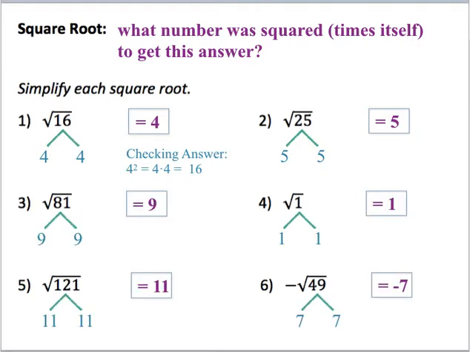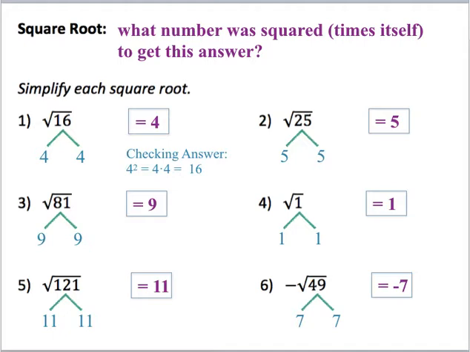81 breaks down into 9 times 9, so the number squared was 9. That's your answer to the square root problem. 1, you could break down into 1 times 1, so the square root of 1 is 1. 121 breaks down into 11 times 11, so the square root of 121 is 11.